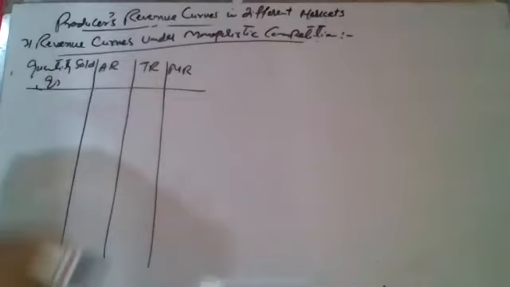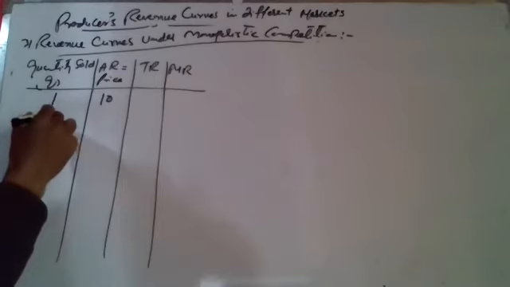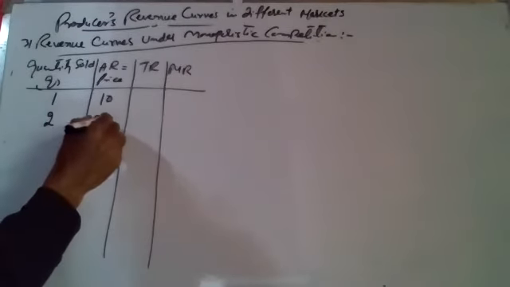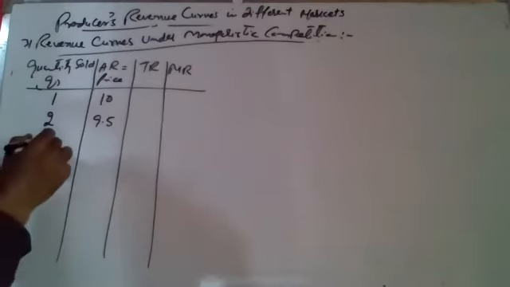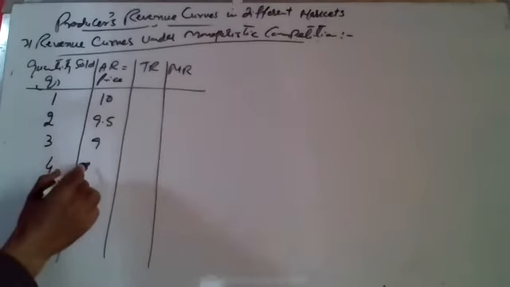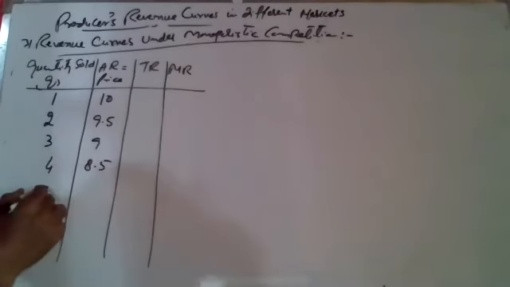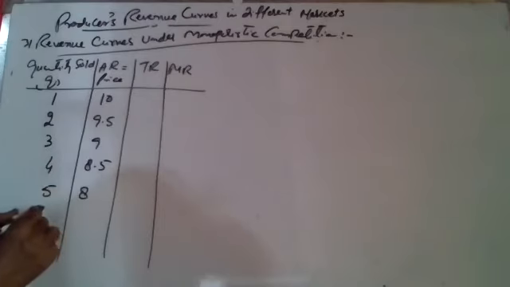For example, at 1 the price is 10. Average revenue is the same as price. At 2, for example, not 9 but 9.5. At 3 it is 9. At 4 it is 8.5. At 5 it is 8. At 6 it is 7.5.